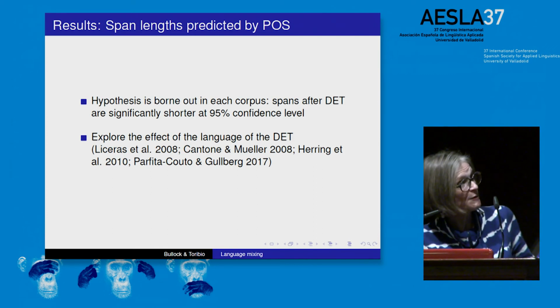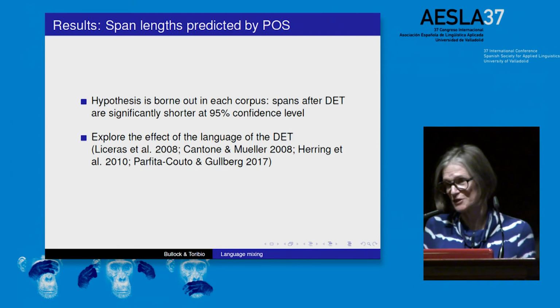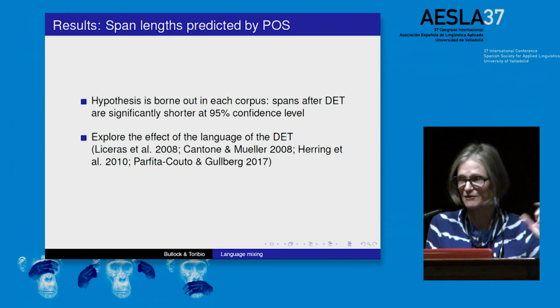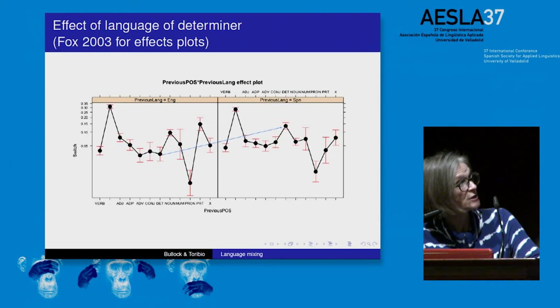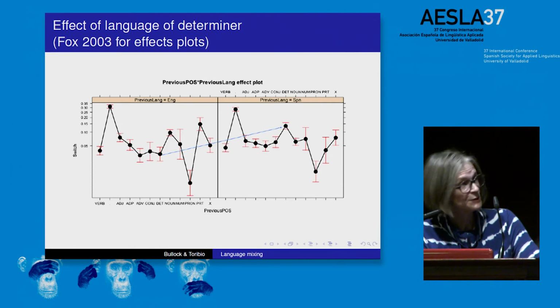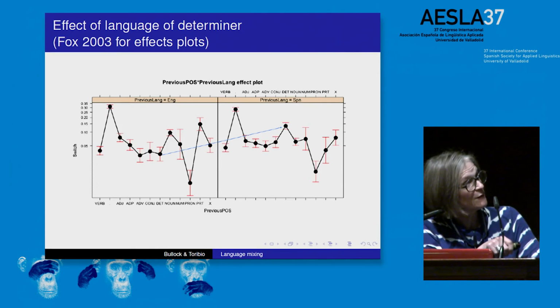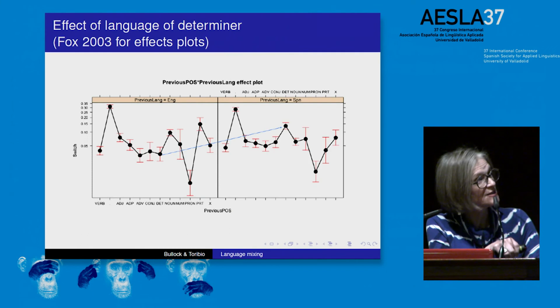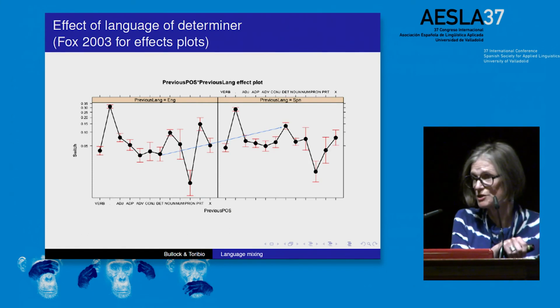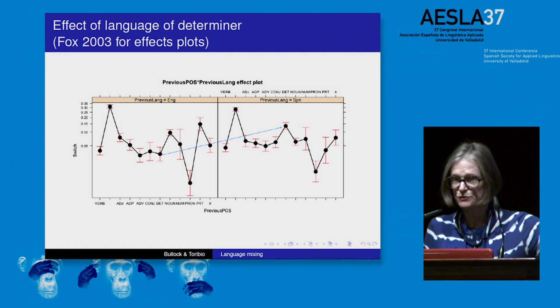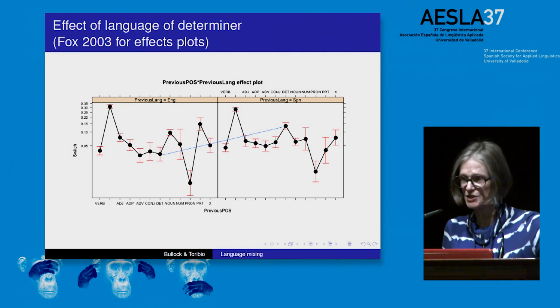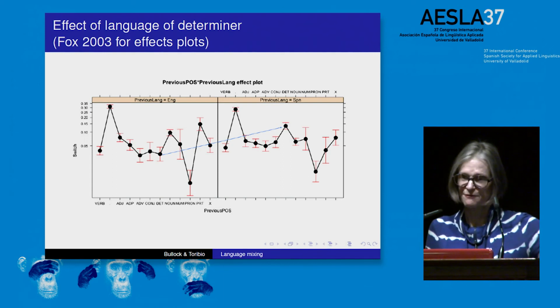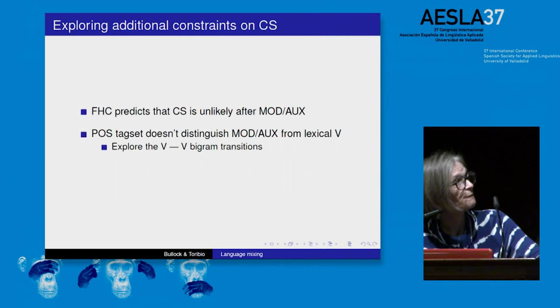So we thought, well, maybe we also should explore the effect of the language of the determiner, because it's well known that that can cause an asymmetric effect. So we looked at the interaction plot, and here, if the language of the determiner is English, you're unlikely to switch into Spanish. But notice that if the language of the determiner is Spanish, it's okay to switch into English, across these 3 different corpora, even if English is really the main language of the document.